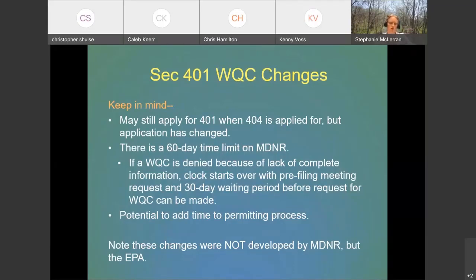I just want to note that we can't blame DNR for this. This is something that the EPA developed, and they just have to go along with these regulations.